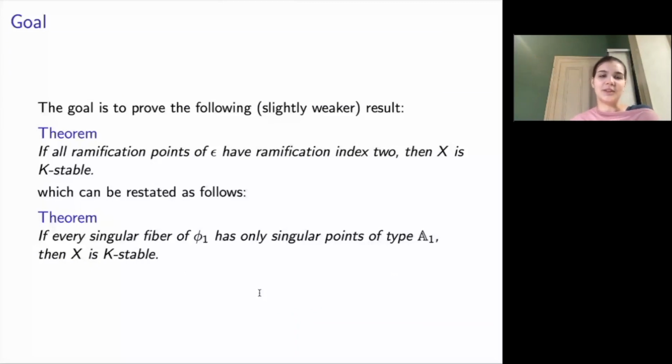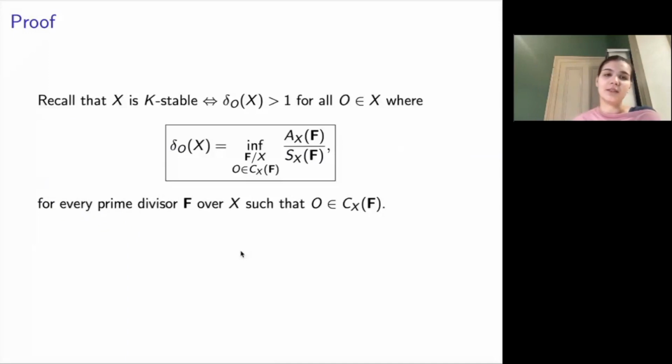So recall from the beginning that X is K-stable if and only if the global delta invariant is greater than 1 for all points in X, where the delta invariant was defined as follows. So for every divisor above X, we define log discrepancy and S invariant.